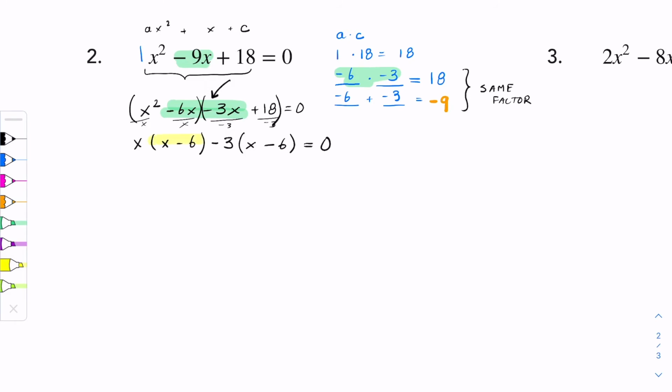I need these two factors to be the same. If they are not the same, then I did something wrong. I write my final answer as x minus 3. Those values come from here and here. X minus 3 times x minus 6. And that value comes from here and here. This is equal to 0.